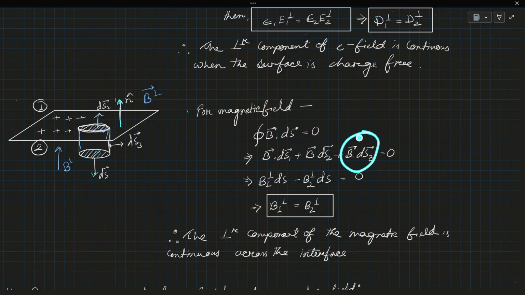Similarly, using the above arguments as in electric fields, I can write B1 perpendicular ds and B2 perpendicular ds, and this term will vanish since the angle between B and ds is 90 degrees. This is equal to 0. So B1 perpendicular and B2 perpendicular are the same. So the perpendicular component of the magnetic field is continuous across the interface. As you can see, the surface areas ds1 and ds2 are the same, so I have replaced ds1 and ds2 by ds, since ds1 equals ds2 equals ds.